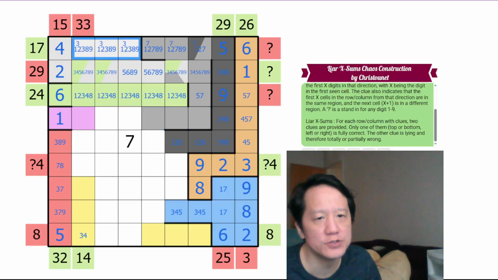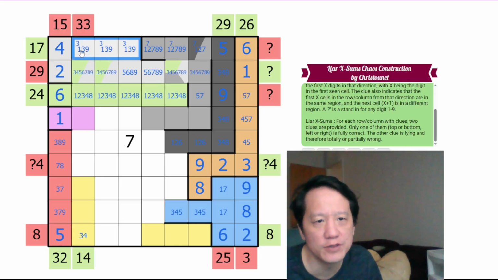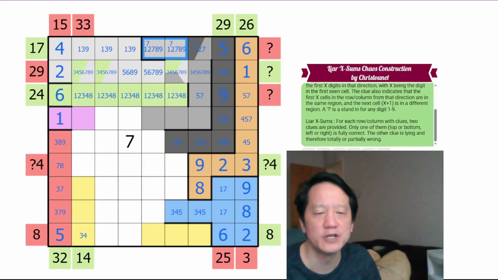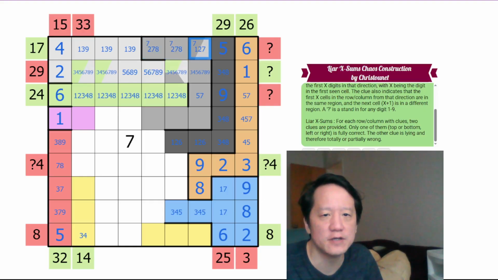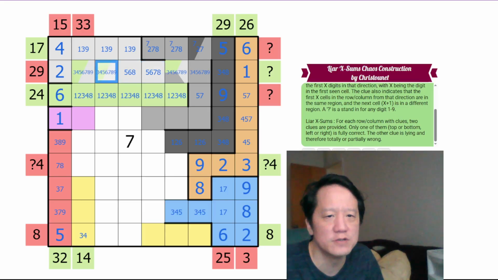This cannot be 2 and 8. It's 1, 3, 9, which eliminates 1, 3, 9 in the rest of the row. So no 1, 9 here. It's 2, 7, 8 here. This cannot have 9 in the light region.